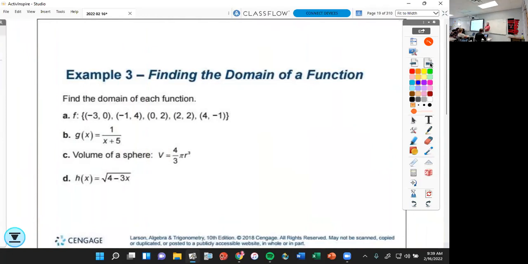Is it a function? Yes. I heard yes and no. Yes. Is A a function? A is a function. Yeah. A is a function. For every x, there's only one y value. So A is a function. So what is the domain of that function?